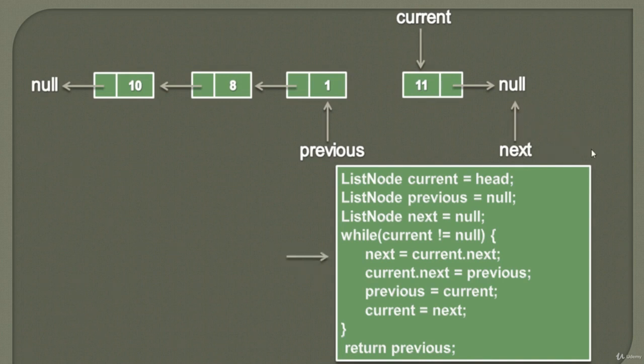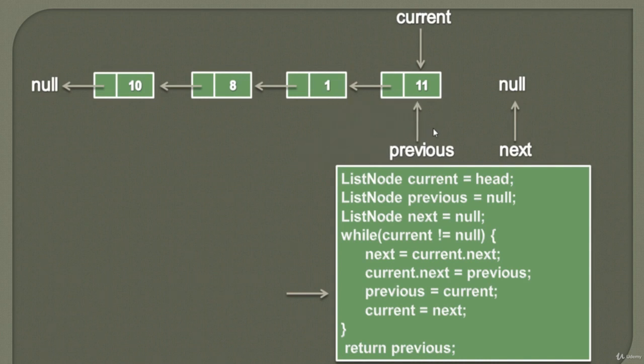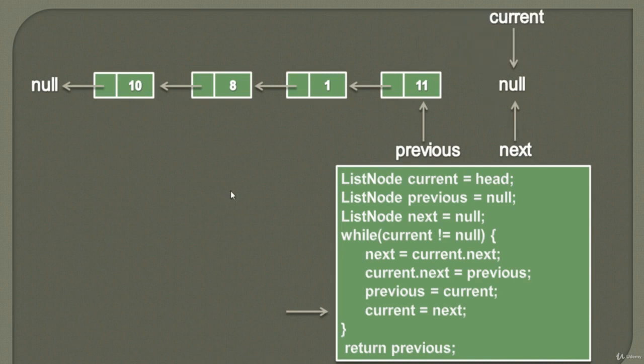Moving ahead, to current's next we'll assign the previous node value, so it will look something like this, and we'll make previous point to current. Finally we'll assign current the value of next, which is null. Now we'll again execute the while loop and see whether current equals null or not. Here current equals null, so this condition comes out to be false and the while loop breaks out.